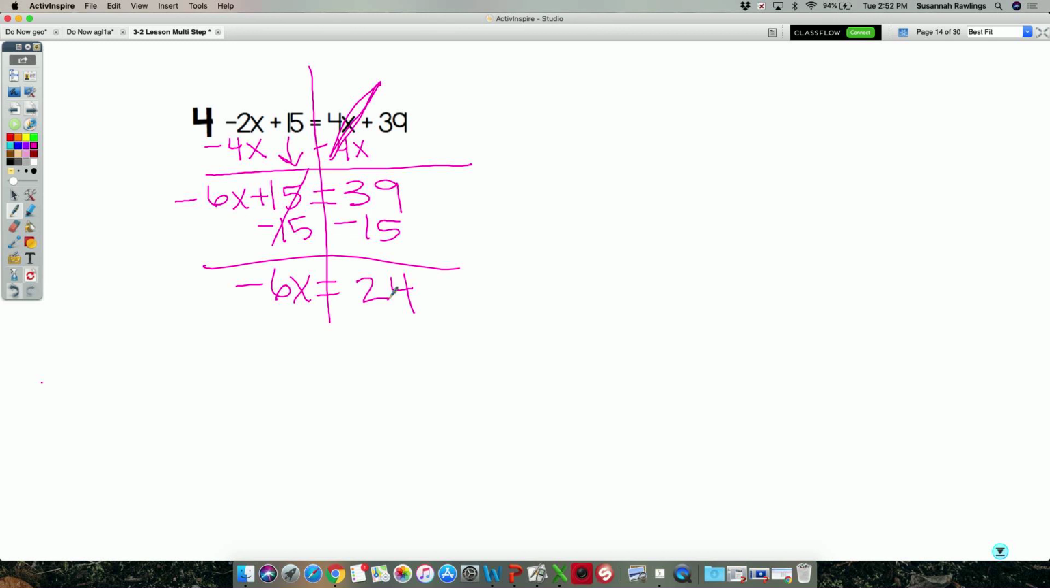Last step is dividing each side by negative 6. Watch your negatives. Cancel those out. I'm left with x equals 24 divided by negative 6, which is negative 4. Negative 4. Yeah. Negative's going to win. Okay, look at our next one.